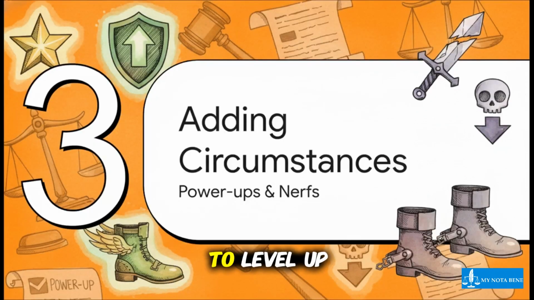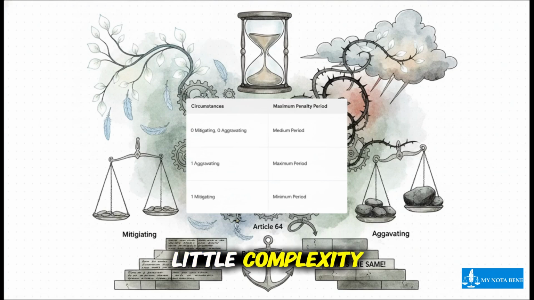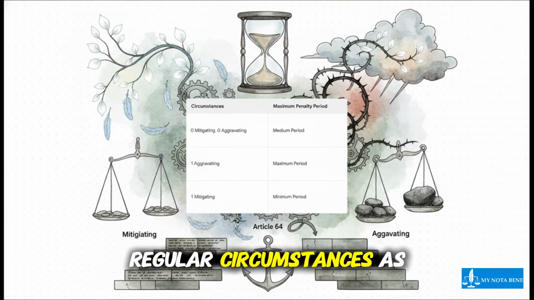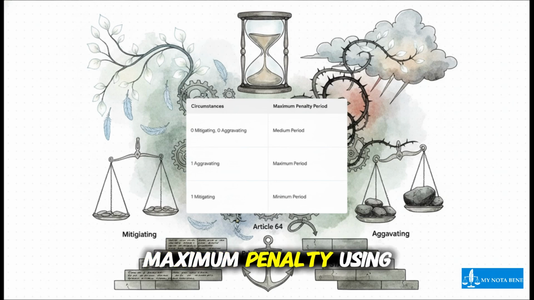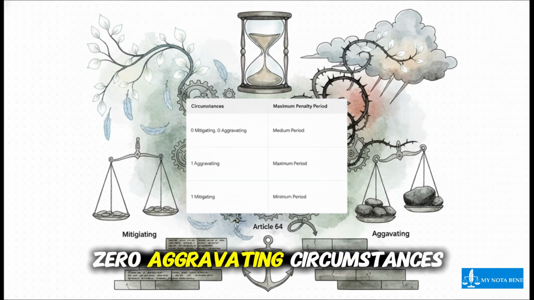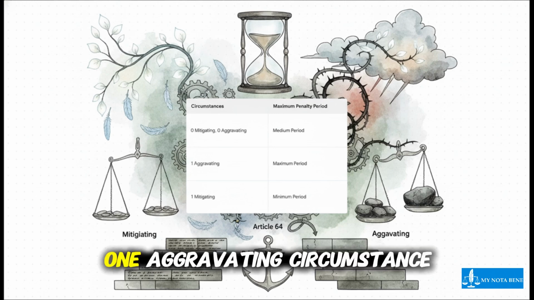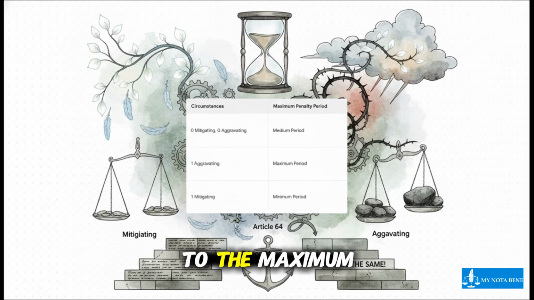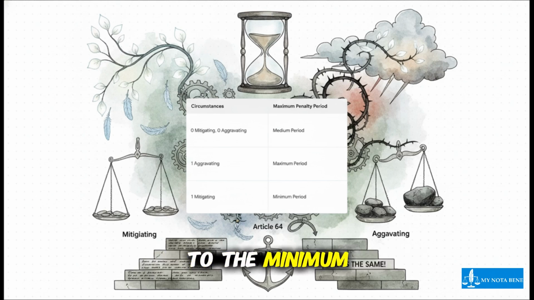All right, time to level up. Level 3, adding circumstances to the mix. This is where we introduce a little complexity. Think of these regular circumstances as power-ups or nerfs that push your penalty period up or down. Let's see how this builds our maximum penalty using Article 64. If you have 0 mitigating and 0 aggravating circumstances, the maximum penalty is placed in the medium period. 1 aggravating circumstance, it bumps up to the maximum period. 1 mitigating circumstance, it drops down to the minimum period.